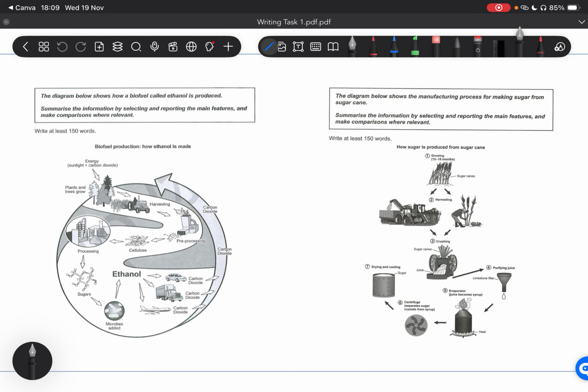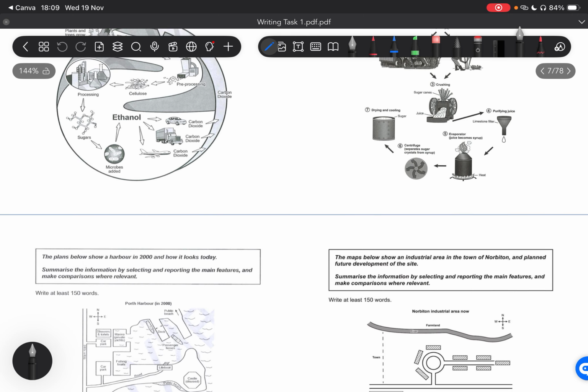As I said earlier, processes are the pictures of a thing, how it happens. So as you can see in the first picture, it shows how a biofuel, ethanol, is produced. In the second task, you can see how sugar is produced from sugarcane. As you can see, there are arrows to show what happens after which action. Yeah, this is called a process.